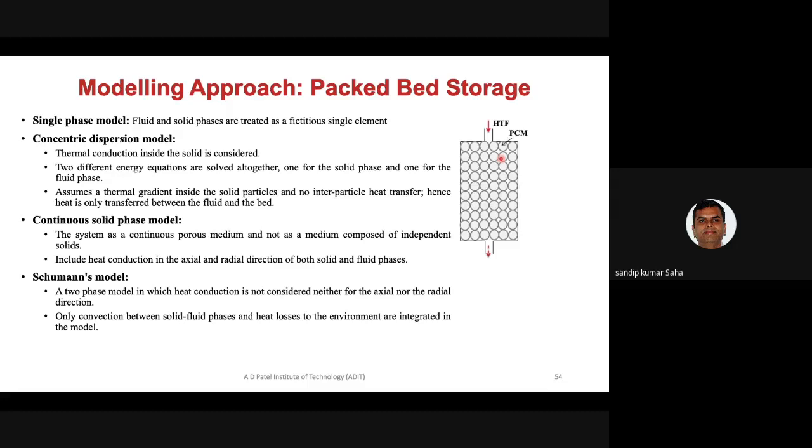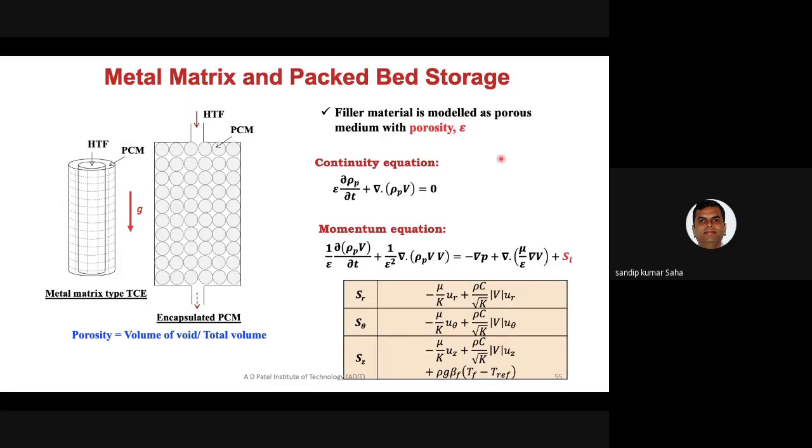Now, different modeling approaches are there, like the single phase model, the concentric dispersion model, the continuous solid phase model, and Schumann's model. Actually, Schumann's model was the first model that he developed. Then the concentric dispersion model and the continuous solid phase model, these variants came. There is not much of a difference. I will show you one by one.